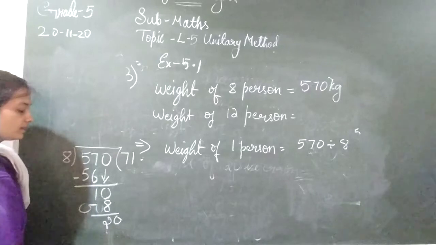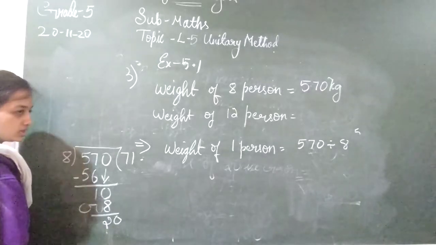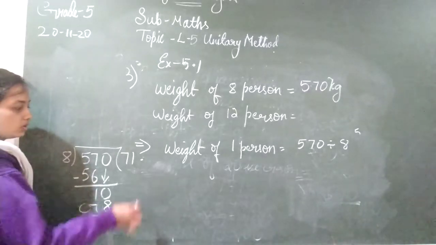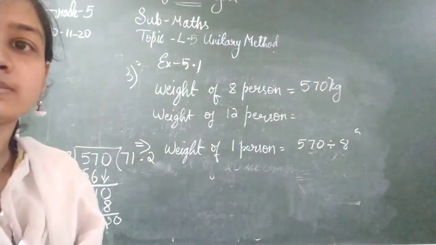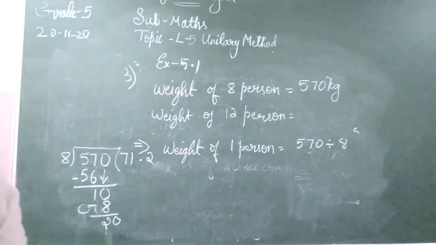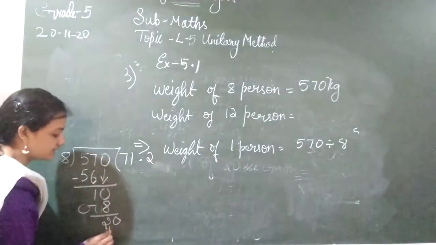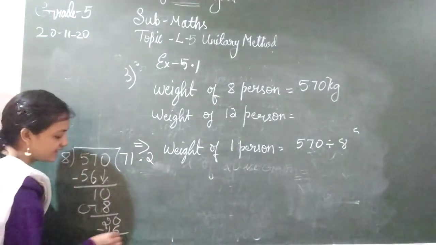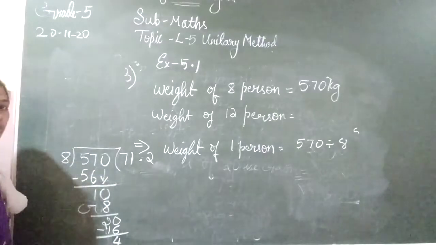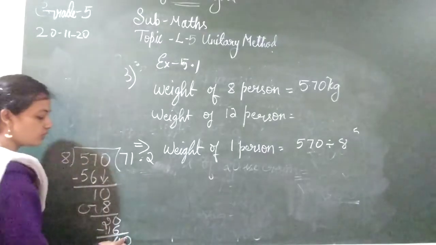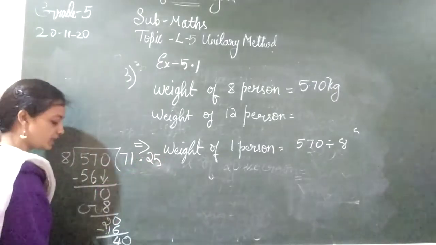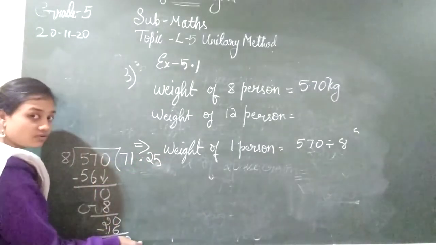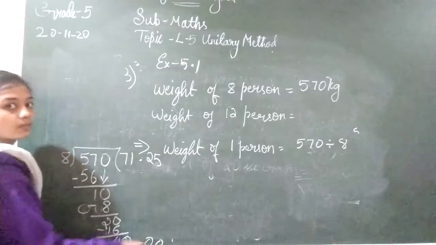Check for 20. 8 ones are 8. 8 twos are 16. 8 threes are 24. So I can use 8 twos are 16 and I get again remainder 4. Now what do? Again add a 0. I get 40. So 8 fives are 40. So when I subtract 40 from 40, I get 0.